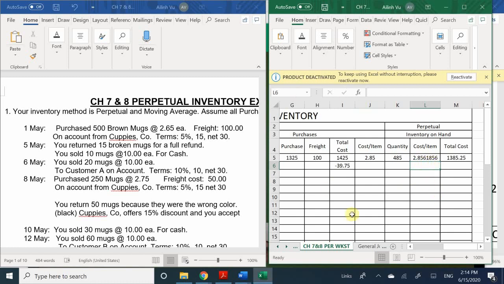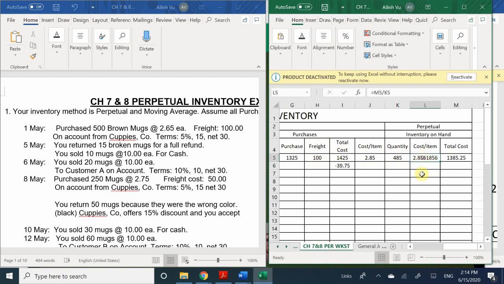Okay? You see, making that one small difference is because now we still have it for $2.65 each, right? However, the reason why it's different is because we need to spread our freight of $100 across 485 items now instead of 500. So this is why this number has changed.